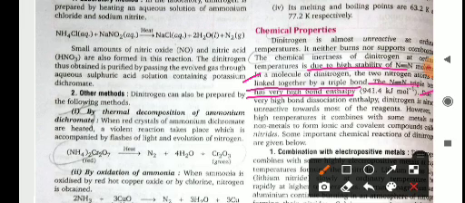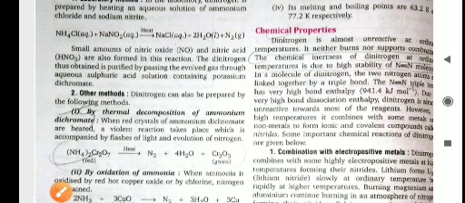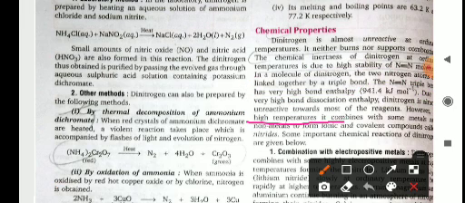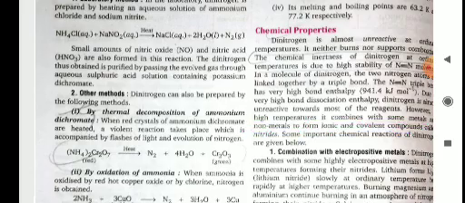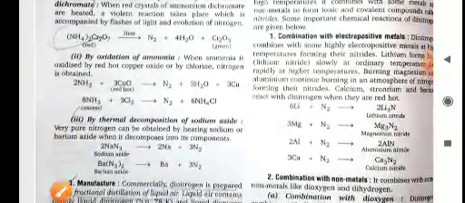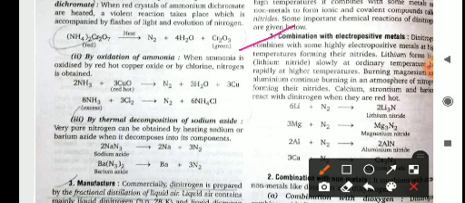Okay, so due to the very high bond dissociation enthalpy, dinitrogen is almost unreactive towards most reagents. However, at high temperature it combines with some metals and non-metals to form ionic and covalent compounds called nitrides. Okay, now come to the reactions. First is combination with electropositive metals. Dinitrogen combines with some highly electropositive metals at high temperature, forming their nitrides.